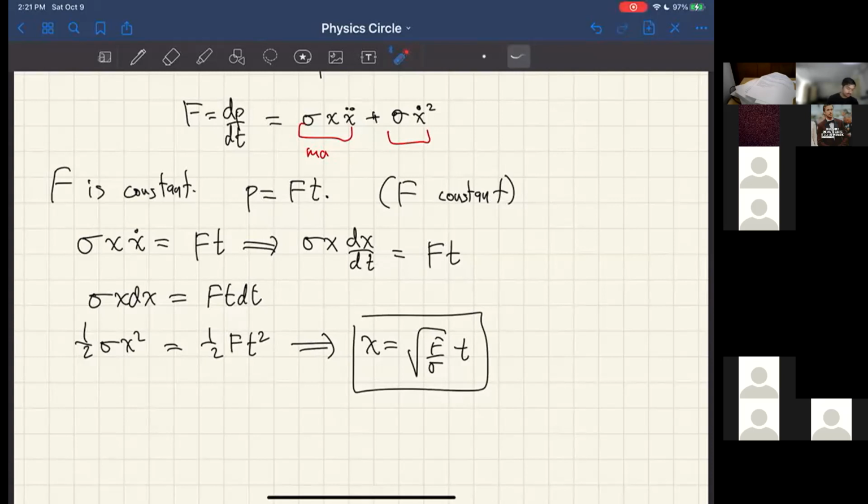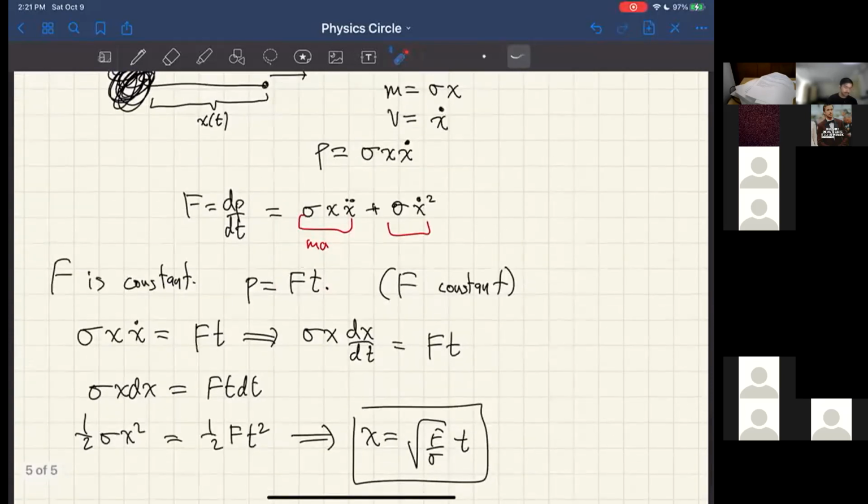Momentum is not constant. Momentum grows linearly as a function of time, because f is constant. That's what we're given in the problem. And we know f is dp dt. So the momentum grows as ft. And then you can just use that to solve the problem very simply from there without having to do this differential equation kind of thing.